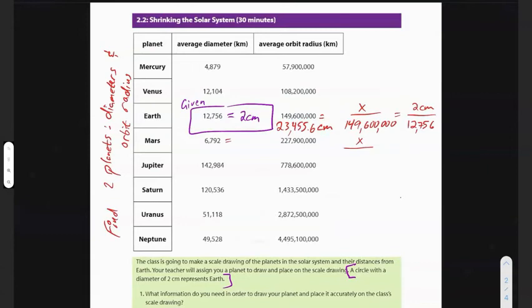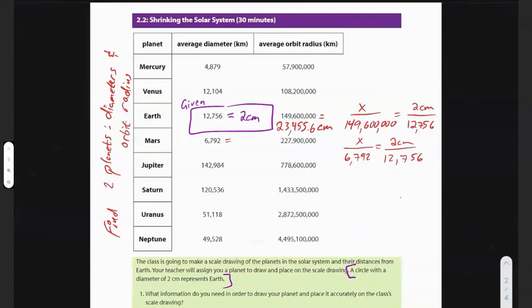So diameter is 6,792. And again, I'm going to use the same scale that was given to me from Earth, which was at 2 centimeters is 12,756. You can actually use that ratio there, that scaling, for every single one of these.